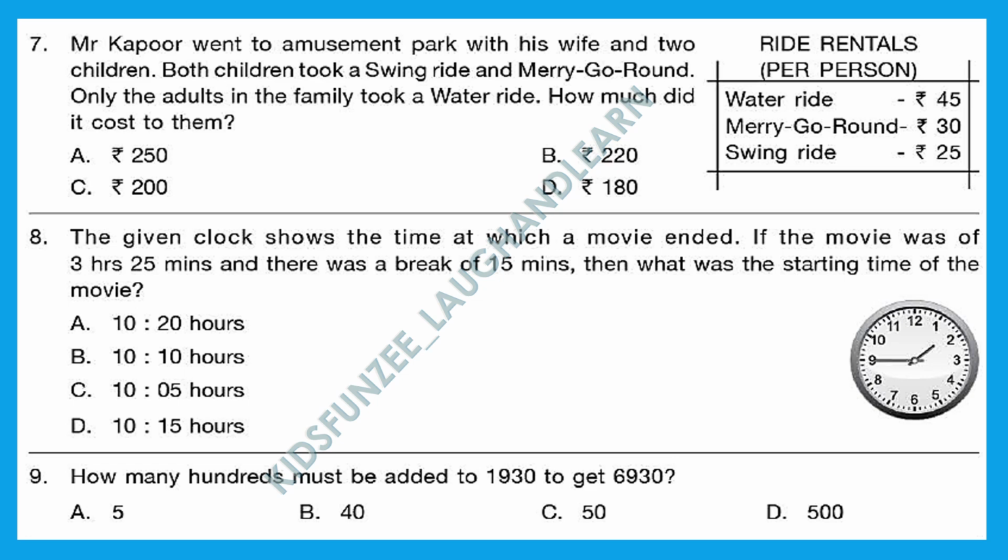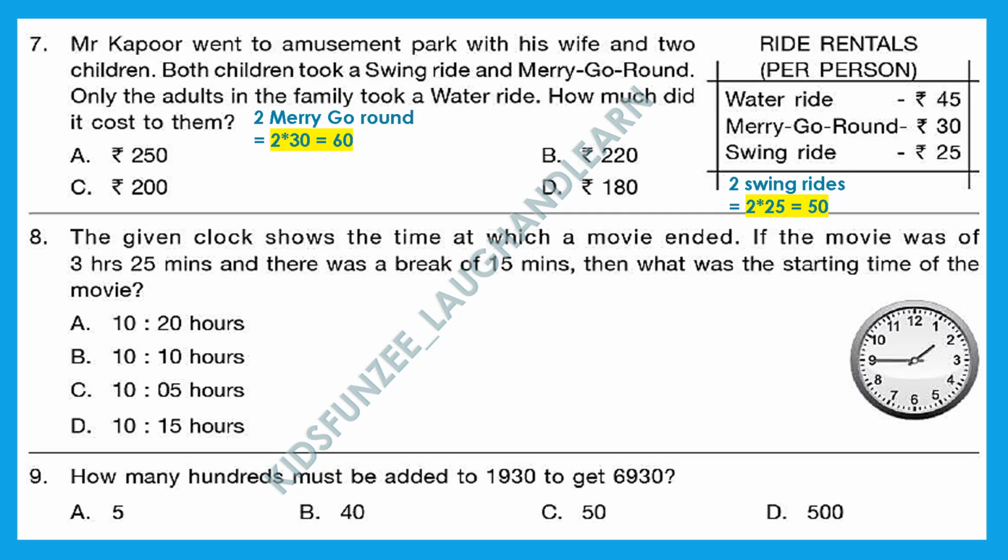They had two kids, right? And both of them took the swing ride and the merry-go-round also. So for the swing, we have to find the cost for 2 persons. If 1 person's swing ride is 25 rupees, 2 persons will cost 50 rupees. Now let's see the merry-go-round, because they had 2 kids, right? So it is going to be 60 rupees.